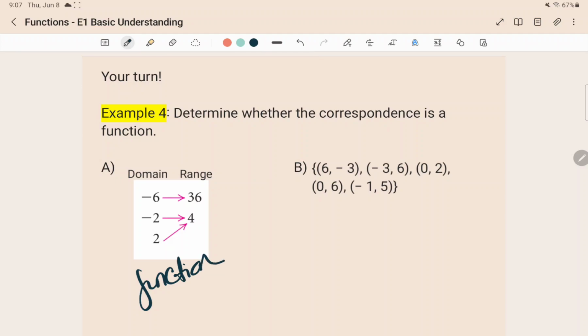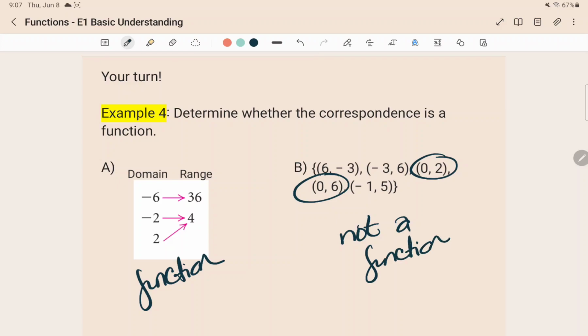In part B, I'm looking at 5 ordered pairs. I know I have a problem if the same x value corresponds to more than one y value. So I'm looking at (6, -3) and seeing if there are any other ordered pairs that start with 6. There's not. How about -3? Nope. How about 0? Yes. I have (0, 2), and I have (0, 6). So because 0 corresponds to 2 and 6, this is not a function.